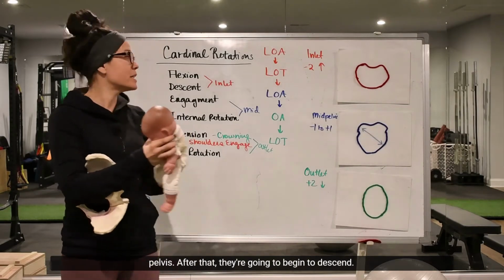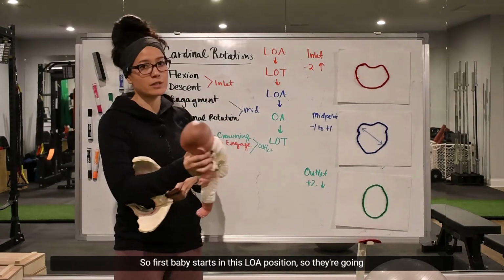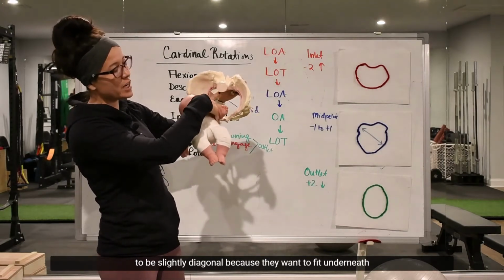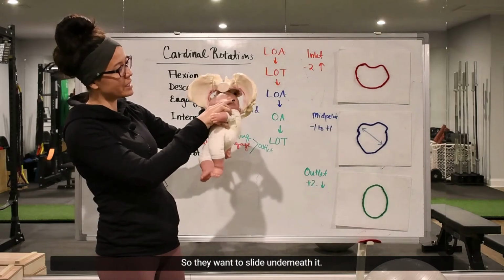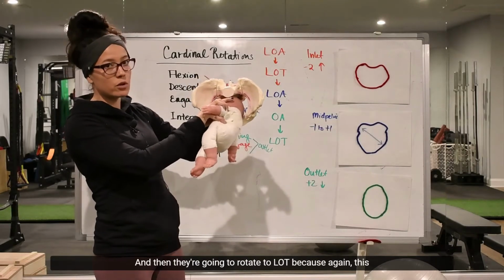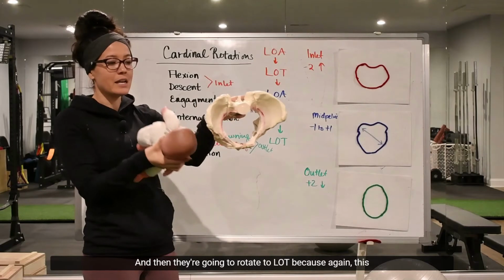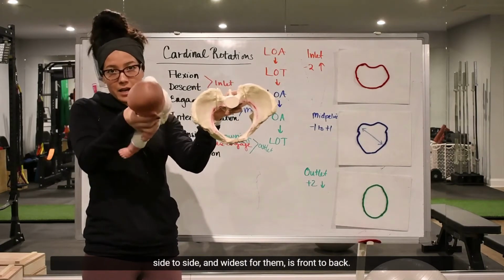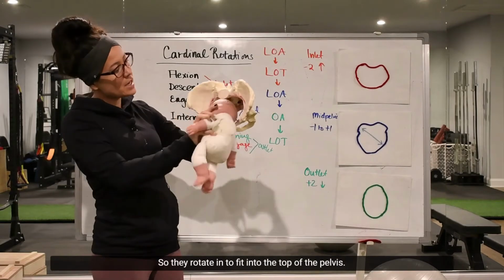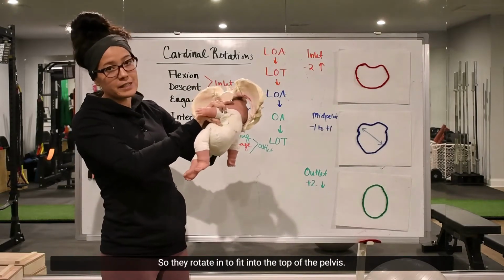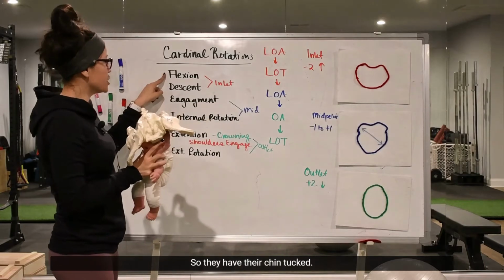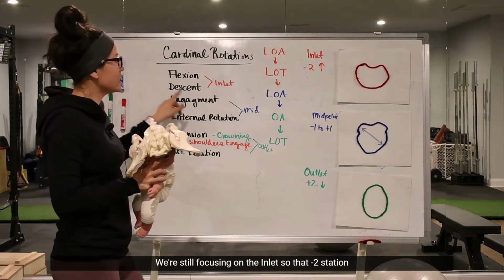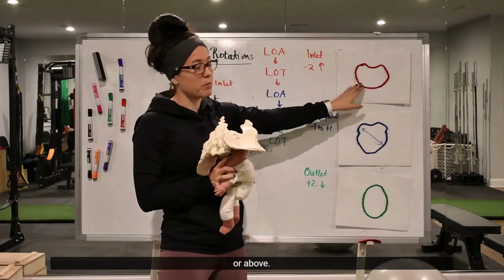After that, they're going to begin to descend. So first, baby starts in this LOA position. So they're going to be slightly diagonal because they want to fit underneath this sacral promontory. So they want to slide underneath it. And then they're going to rotate to LOT because, again, this space they fit the best in because this is the widest space side to side, and widest for them is front to back. So they rotate in to fit into the top of the pelvis. So they have their chin tucked, and now they're descending into the pelvis. Here we're still focusing on the inlet, so that -2 station or above.